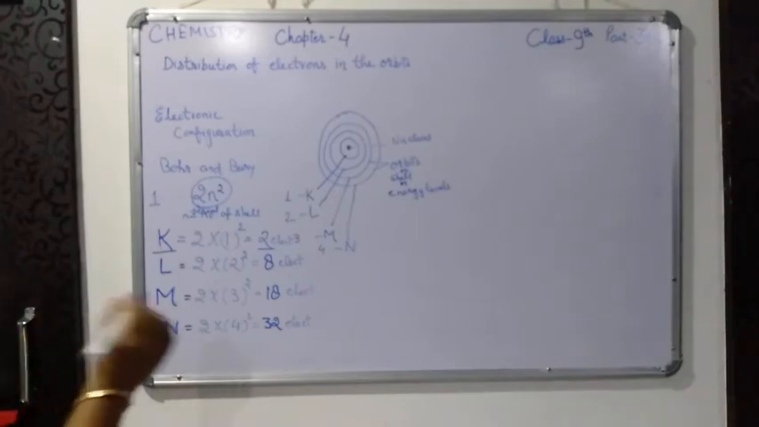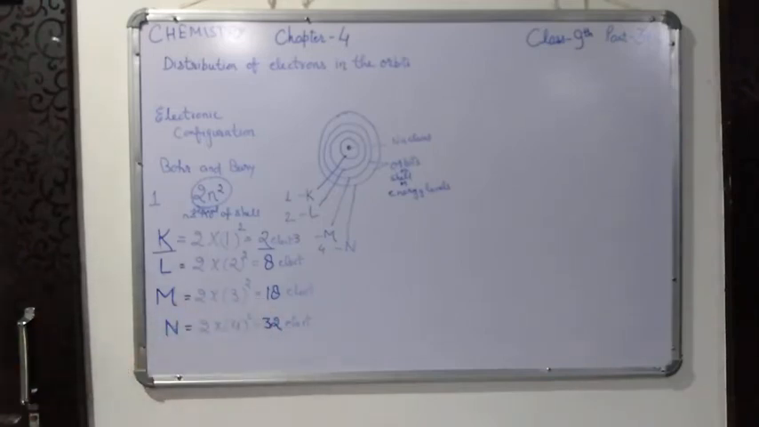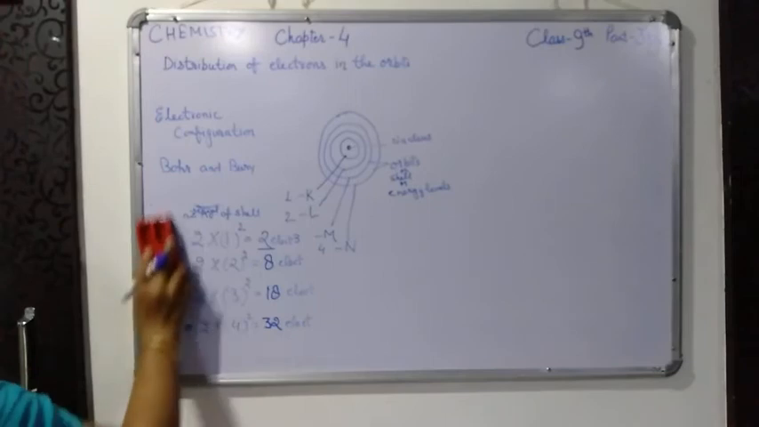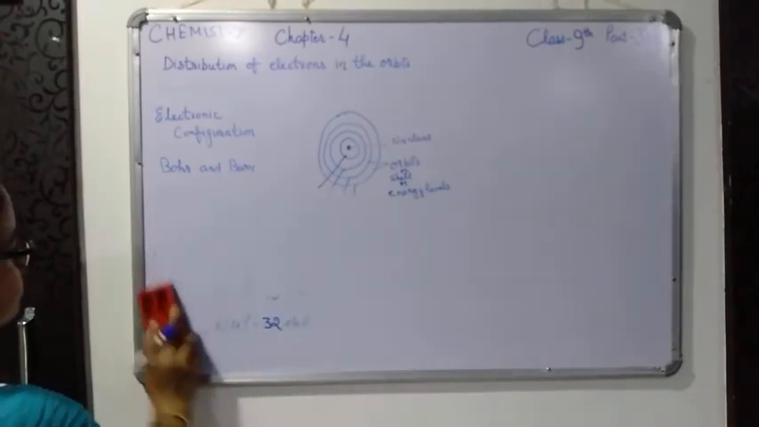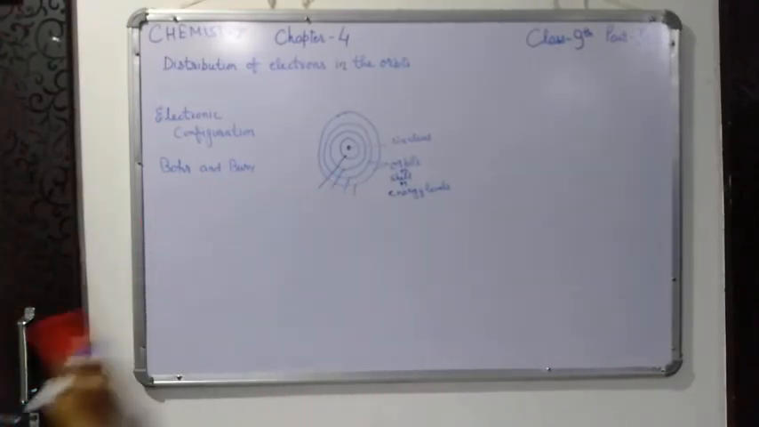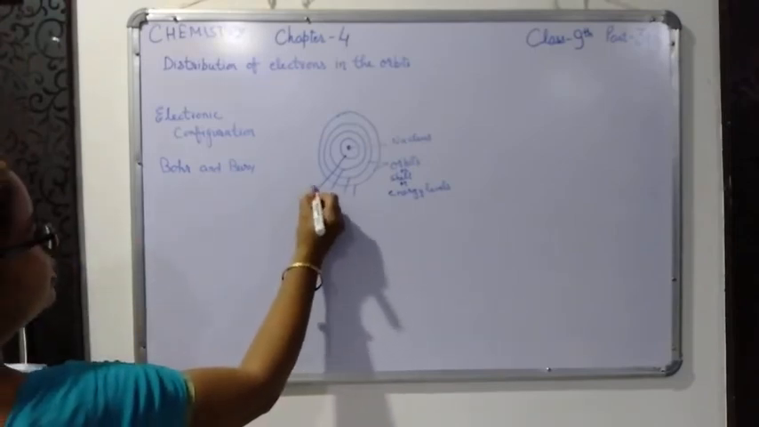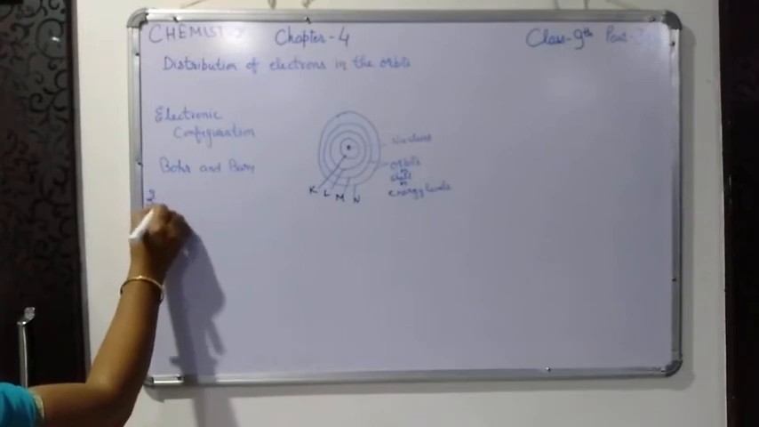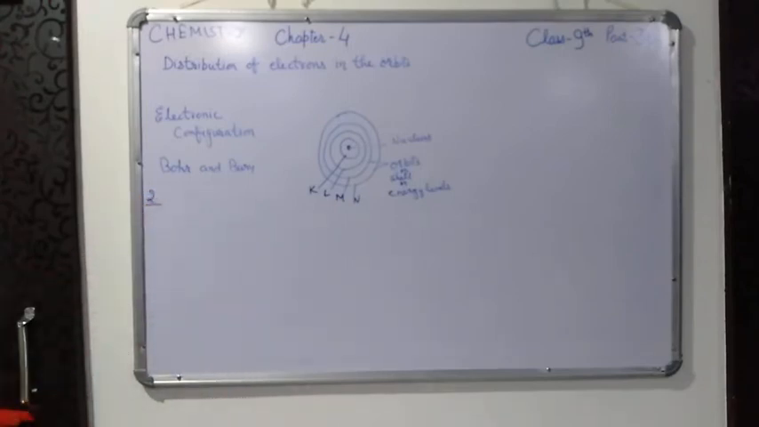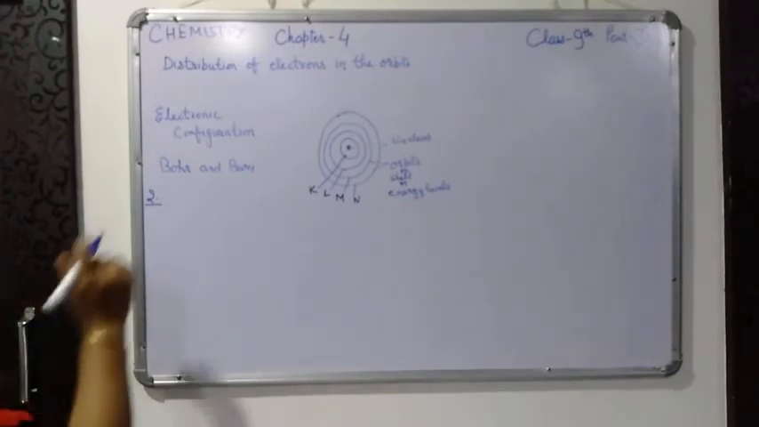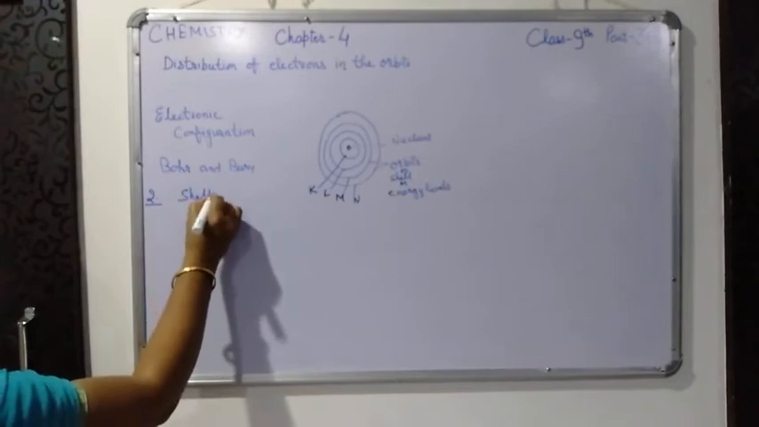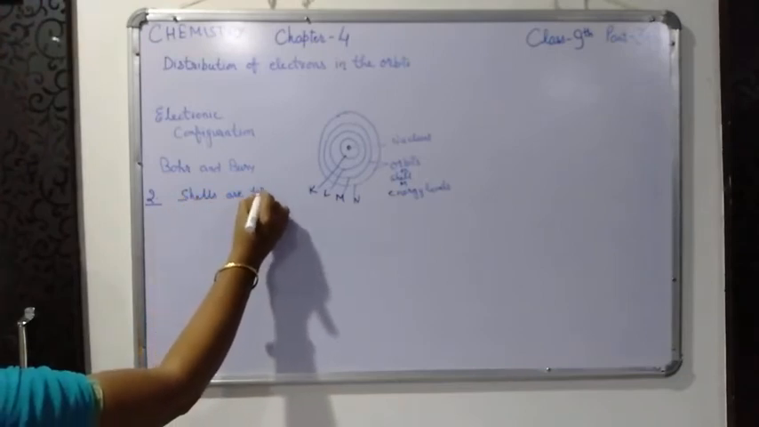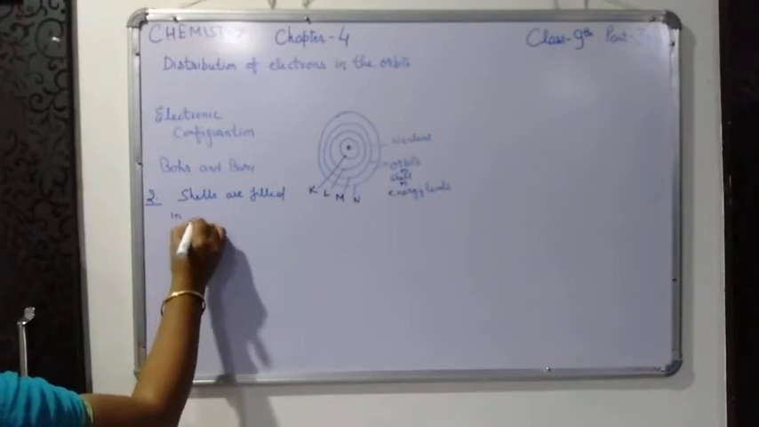Now the second rule. This is the first shell, this is second, this is third, and this one is fourth. The second rule: electrons are not accommodated in a given shell unless the inner shells are filled. In other words, the shells are filled in a stepwise manner.